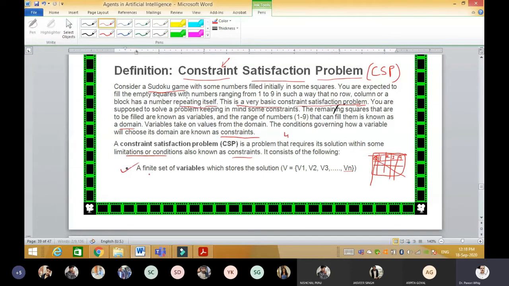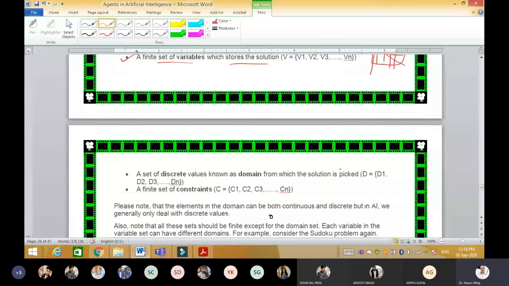Number one, very important: in a constraint satisfaction problem there are three things which are very important. Number one is a set of variables which stores the solution, like v1, v2, v3. These are kinds of vertices. And the second thing is a discrete value, a set of discrete values known as the domain, from which you have to pick the number, and a finite set of constraints. Like, there are three things.